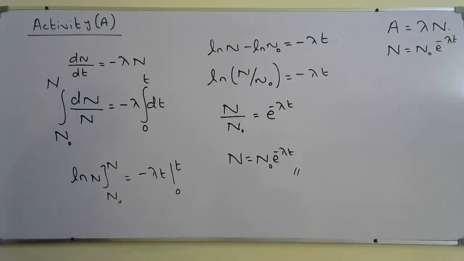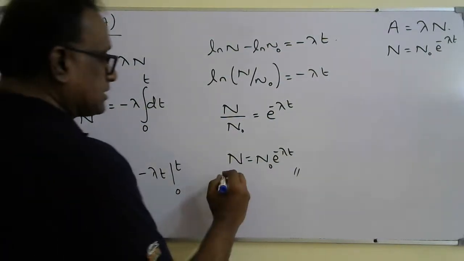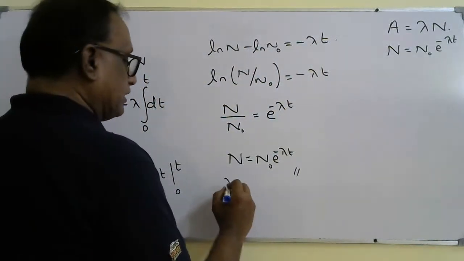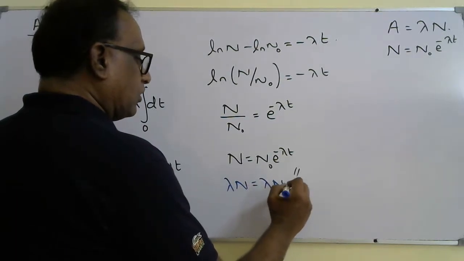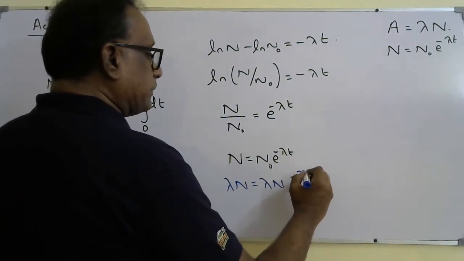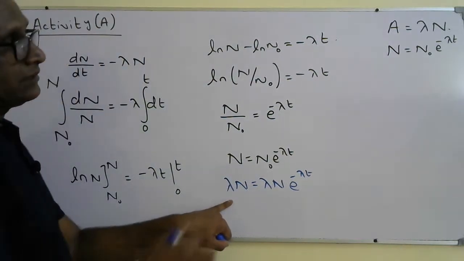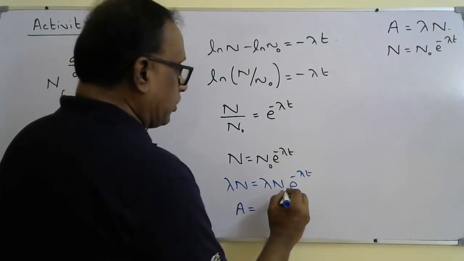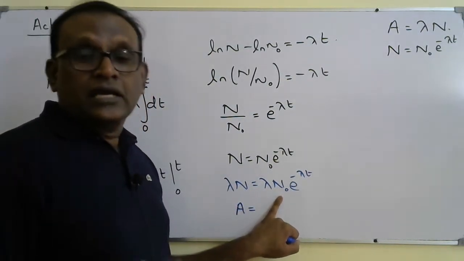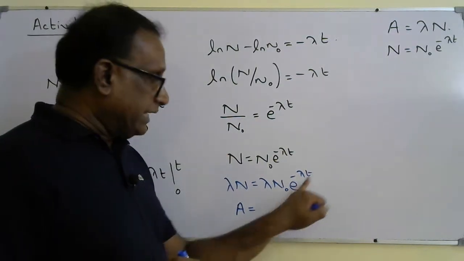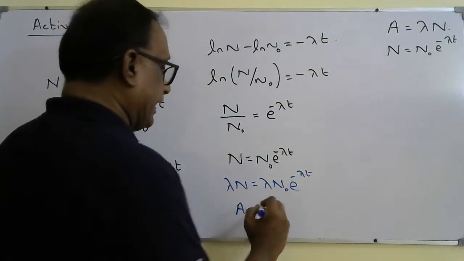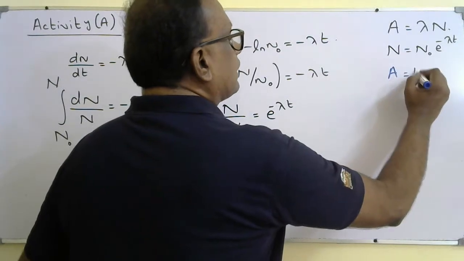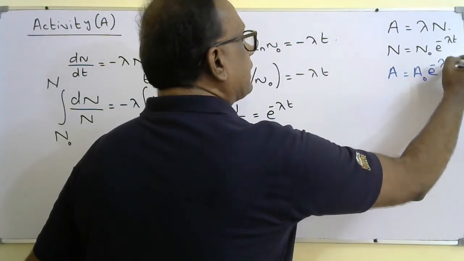Okay, so both sides of this equation could be multiplied by lambda. I told you for a given type of sample, lambda is constant. So lambda N equal lambda N naught e to the power minus lambda t. Lambda N is A, activity at time t. Lambda times N naught, where N naught is the number of radioactive nuclei present in the sample when t equals 0, is the initial activity, A naught. So the third equation, A equal A naught e to the power minus lambda t.